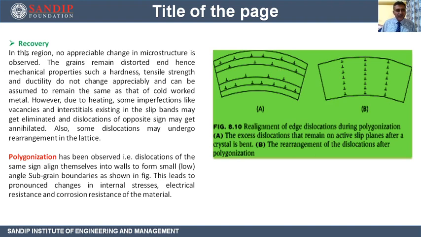So there is a phenomenon associated with recovery, which is popularly known as polygonization, which is shown in the figure also. So polygonization has been observed, that is, dislocations of the same sign align themselves into walls to form small low angle subgrain boundaries. So low angle boundaries of dislocations are formed. This leads to pronounced changes in the internal stresses, electrical resistance and corrosion resistance of the material.